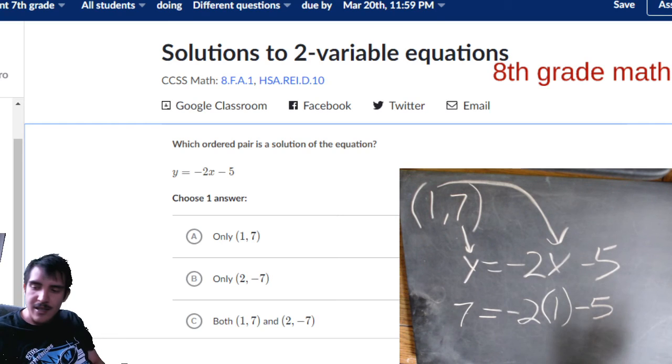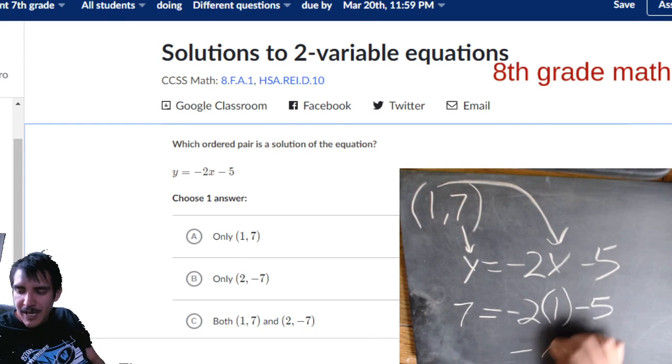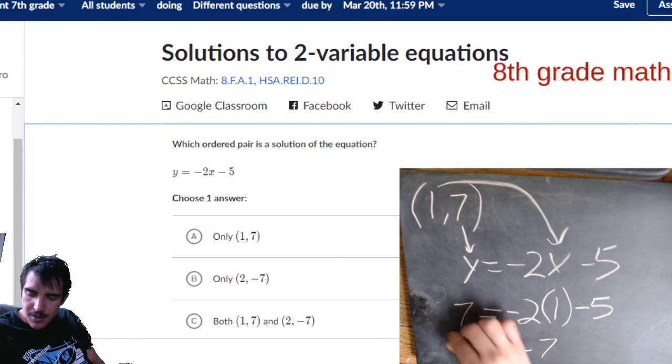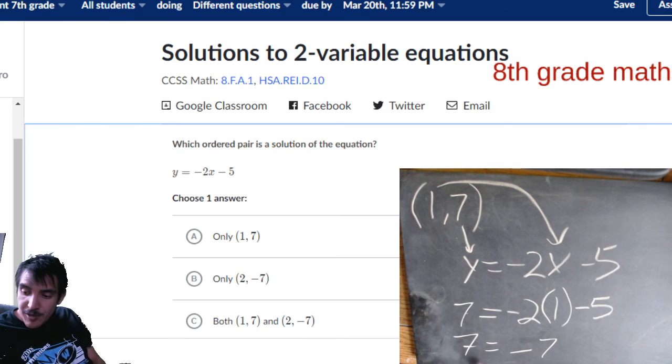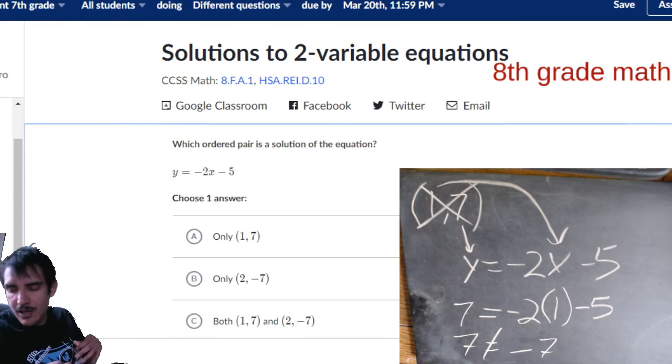Let's try it. 7 is just 7. Negative 2 times 1 is negative 2. Negative 2 minus 5, that's a total of minus 7. And are these two equal? They might look similar, but one's positive, one's negative, so they do not equal. So 1 comma 7 is no good.